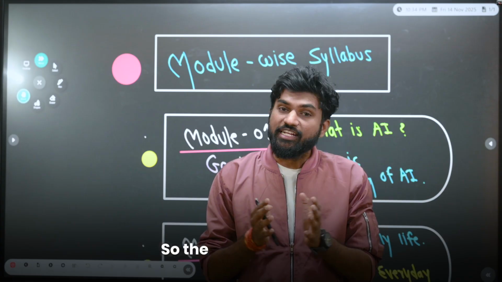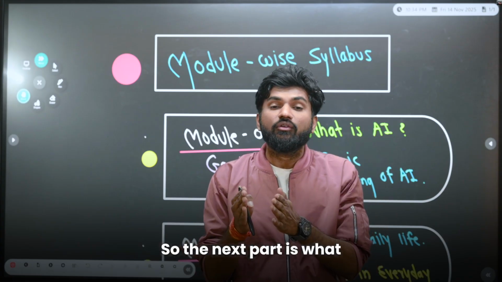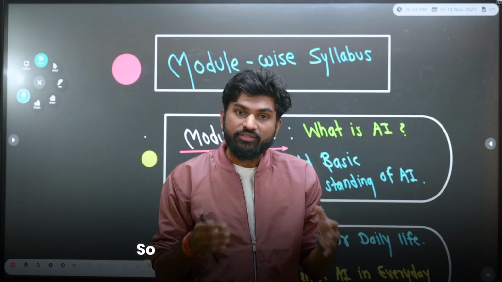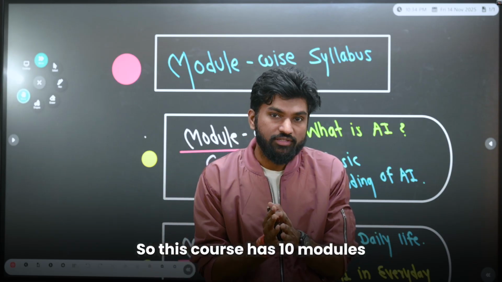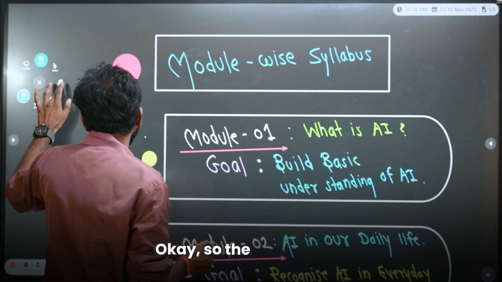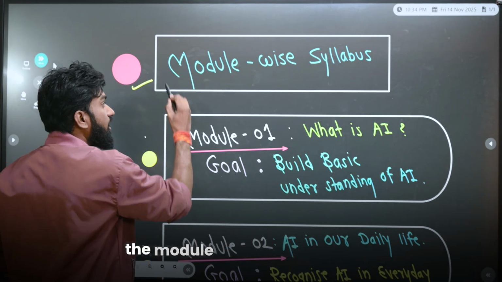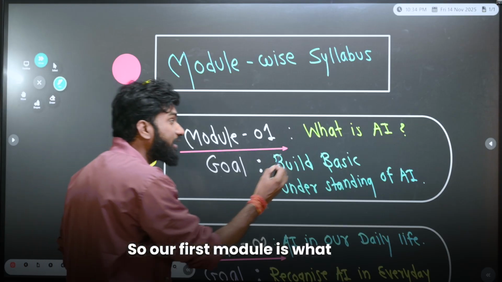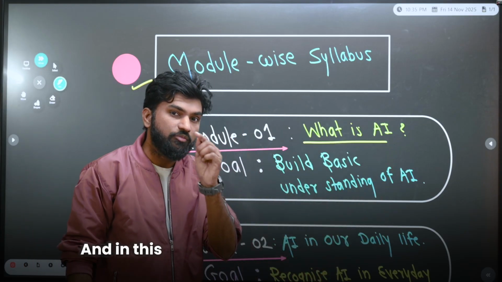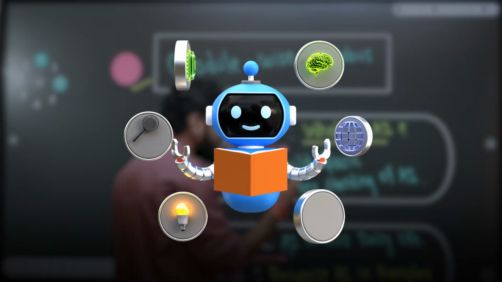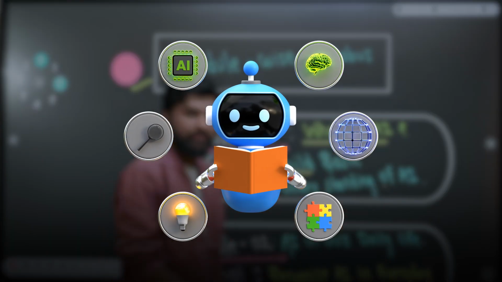So the next part is what we are going to study, right? We have some modules. This course has 10 modules. Let's learn one by one. Okay, the next topic is the module wise syllabus. Our first module is What is AI? In this module, our goal is to build a basic understanding of AI.